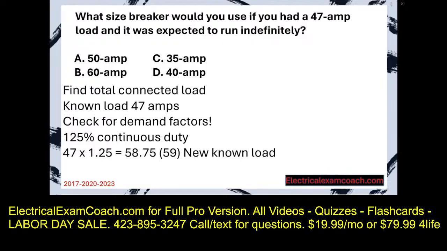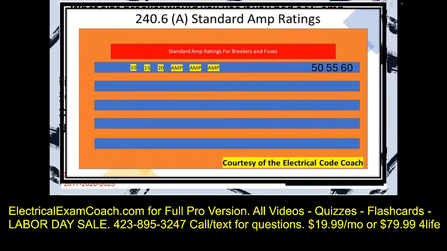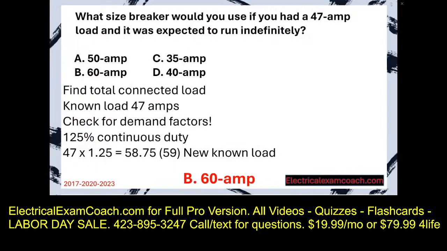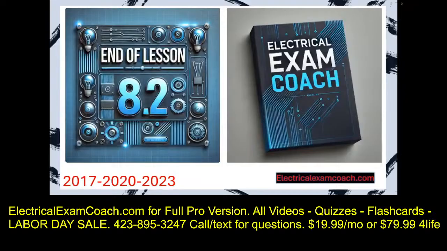We take our starting known load, multiplied by 1.25, and that equals 58.75. And in this case, we would round up. So 59 is our new known load. Now let's head to table 240.6(A). And in this case, we're going to select the next size up, which happens to be a 60. Great job. That's the end of lesson 8.2.